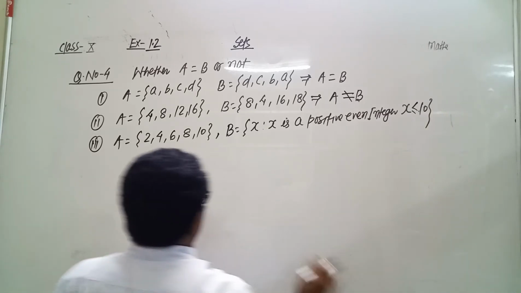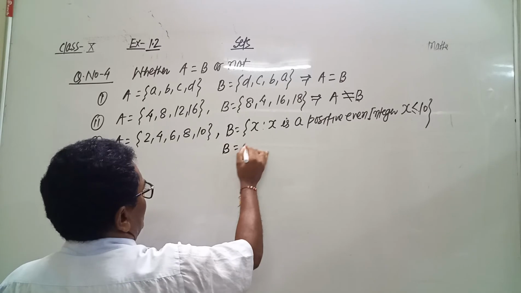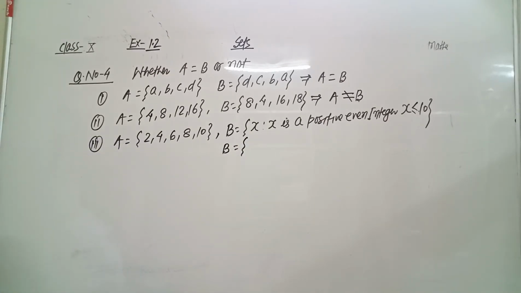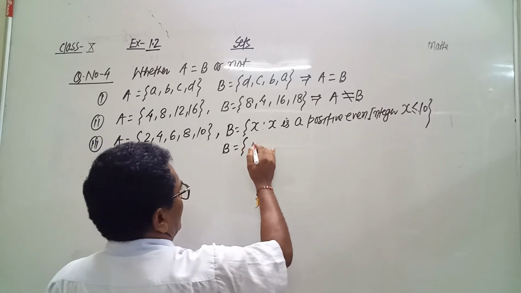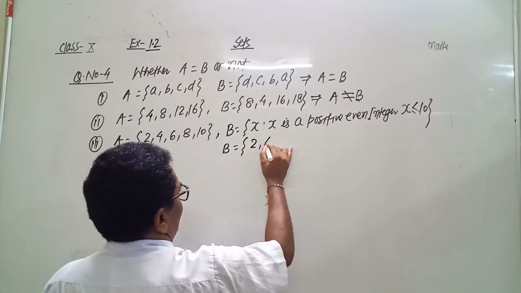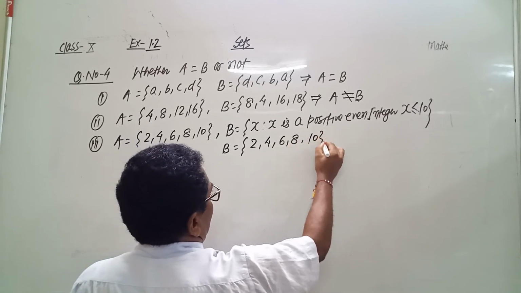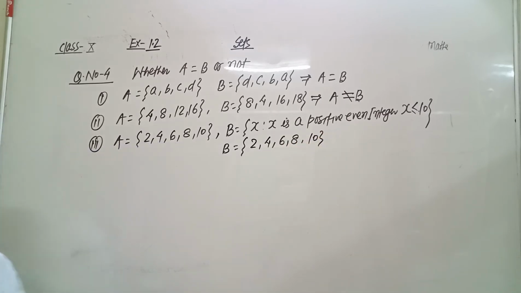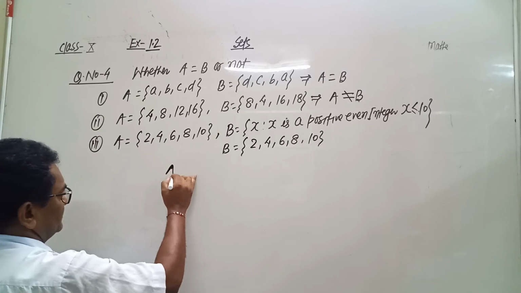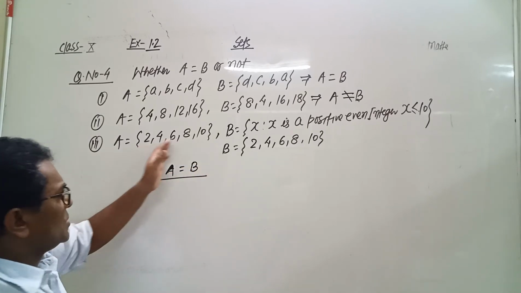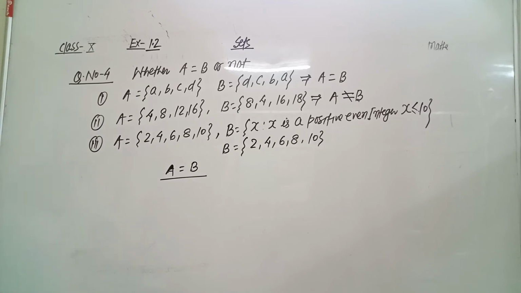So we write it in roster form. The positive even integers less than or equal to 10 are 2, 4, 6, 8 and 10. So here both have the same elements. So we can say that A equals B. They are equal sets, because both the sets have the same elements.